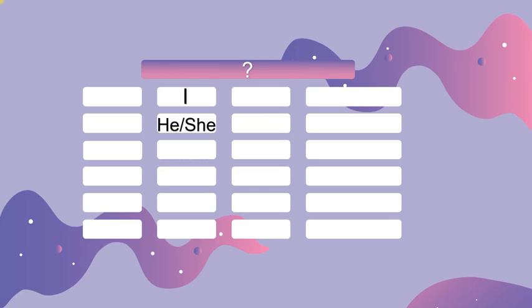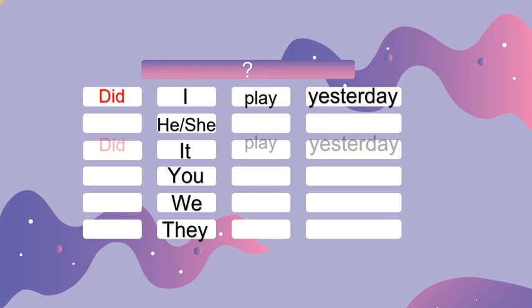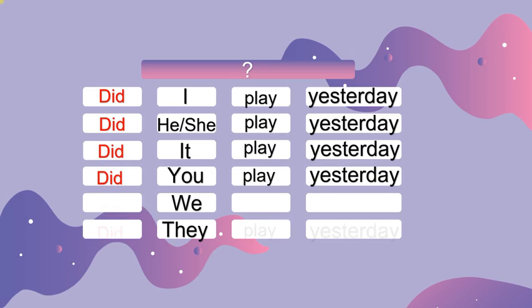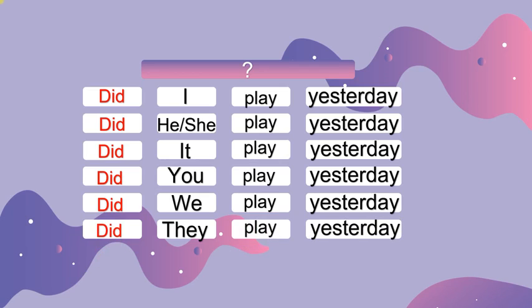Read with me. Did I play yesterday? Did he play yesterday? Did she play yesterday? Did it play yesterday? Did you play yesterday? Did we play yesterday? Did they play yesterday?